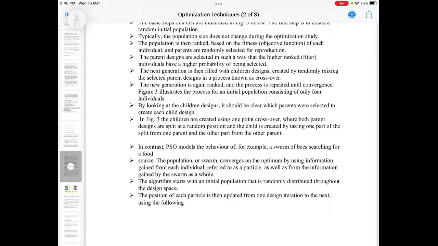Then the position of each particle is updated from one design iteration to the next using the following. So the position of each particle is being updated. From one design iteration to the next design iteration, the position of the particle is continuously updated.